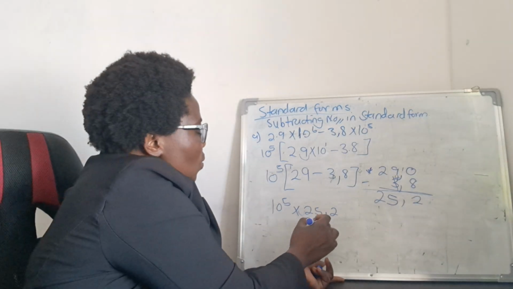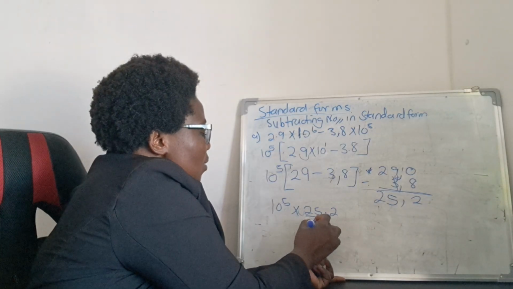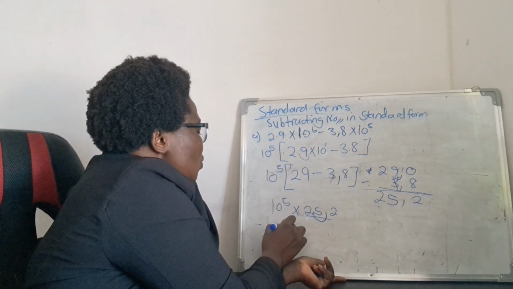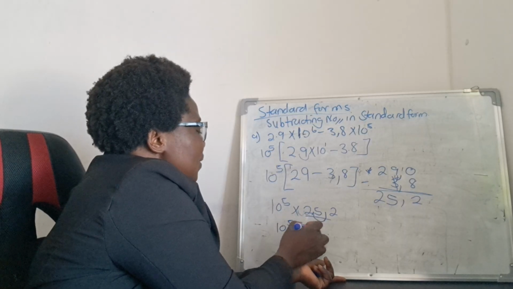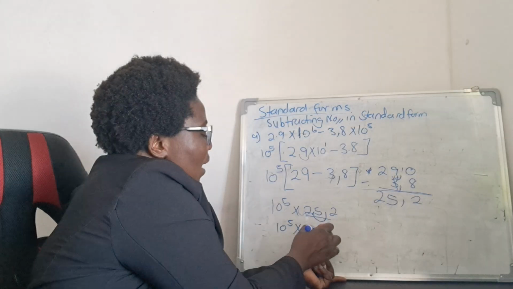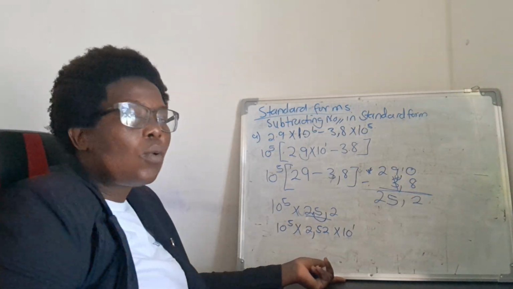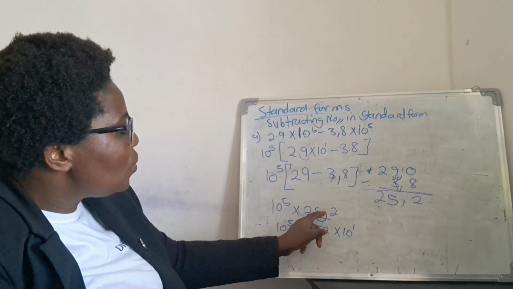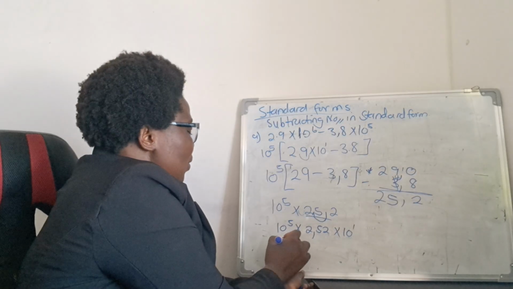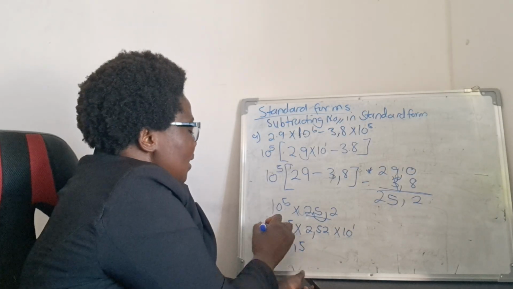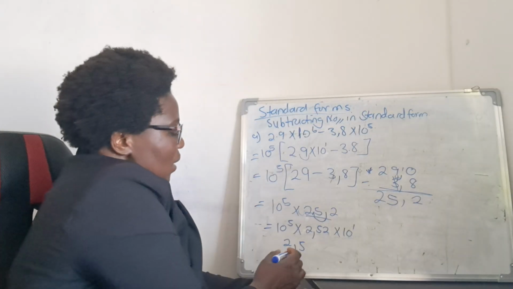So in short, we're also going to expand this. How do we expand it? The moment that you move here, it's going to be 10 to the power of 5 times 2.52 times 10 to the power of 1. Why? Because we only move once to the left. Alright, so now we're going to group the like terms together. Please do not forget the equal sign. We move the like terms together.